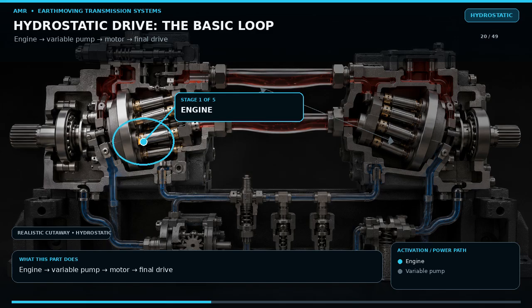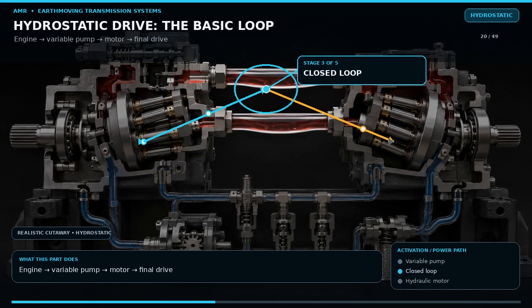A hydrostatic transmission converts mechanical power to hydraulic power and back again. The engine drives a variable displacement axial piston pump. High-pressure oil from the pump flows through one side of a closed loop to a hydraulic motor. The motor turns the final drive. Oil returns through the other loop line to the pump. In neutral, the pump swashplate is near zero angle, so piston stroke and loop flow are near zero even though the pump shaft is rotating.